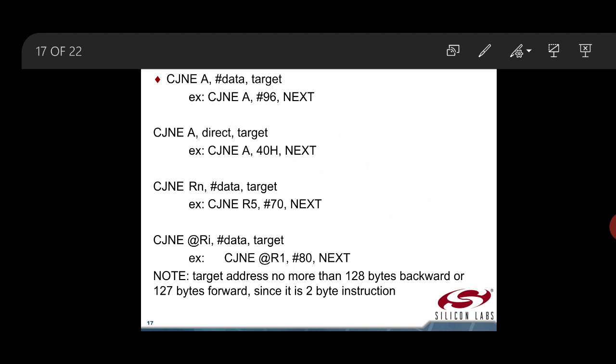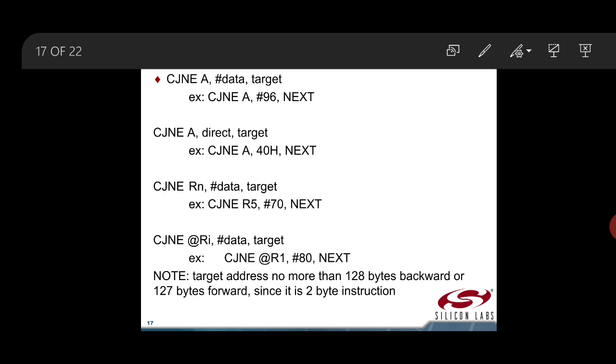Okay, the next one, CJNE A comma direct comma target, means the content of the accumulator is compared with the content of a memory location. If they are not equal, it will go to the location called target. That is CJNE A comma 40H. The content of the accumulator will be compared with the content of 40H. If they are not equal, it will go to the location next.